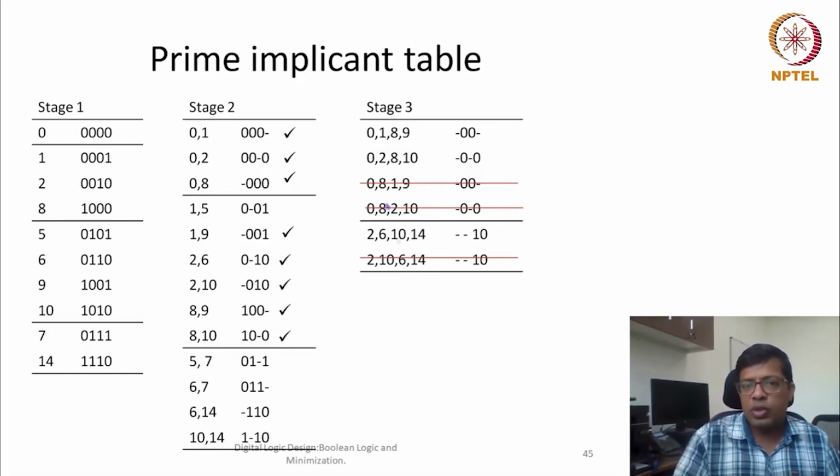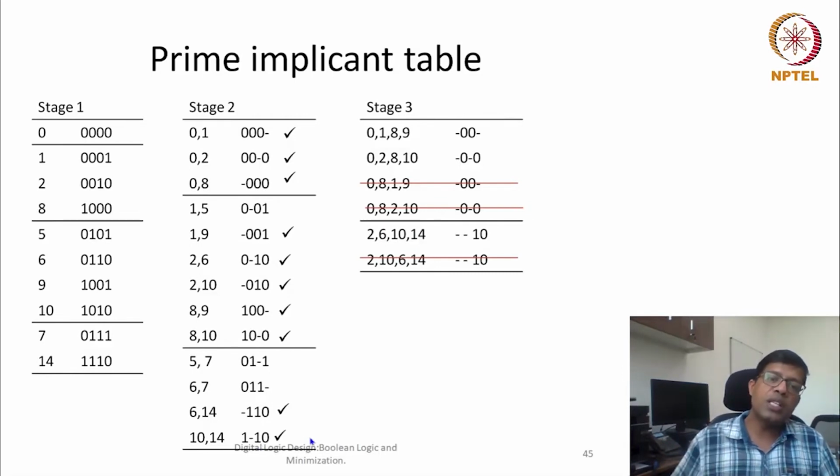5 and 7 we don't see here, so it's not covered, so that means this also becomes a prime implicant. Similarly 6 and 7 is not covered by any of these implicants, so they also become prime implicants. 6 and 14 is covered by this implicant, so we can tick this also. And 10 and 12 has been covered by this implicant. 10 and 14 has been covered by this implicant, so we can tick this also.